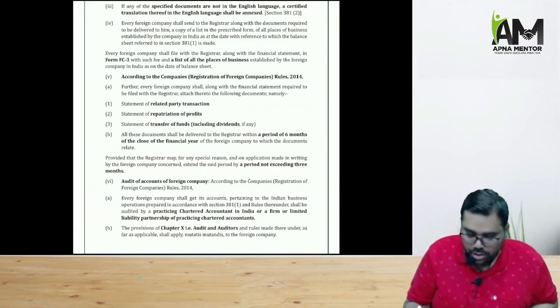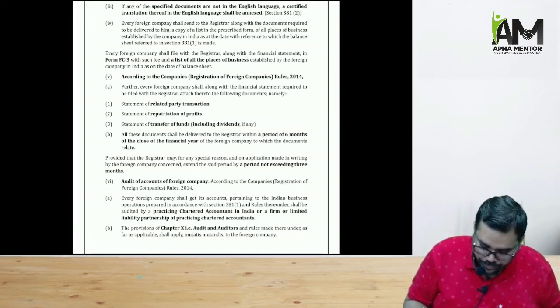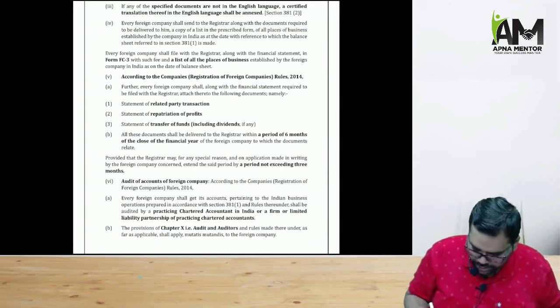Why is this pen not working? No charge is there.